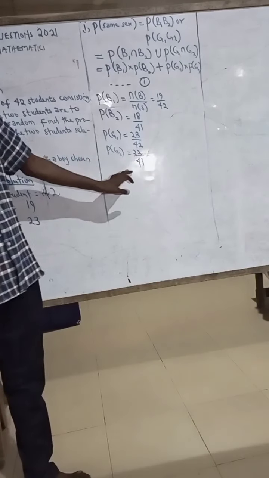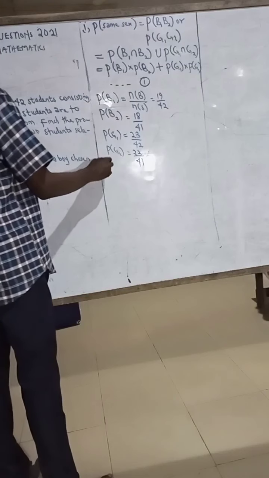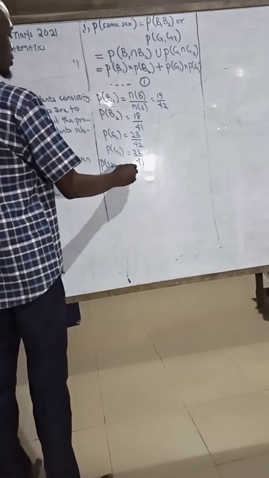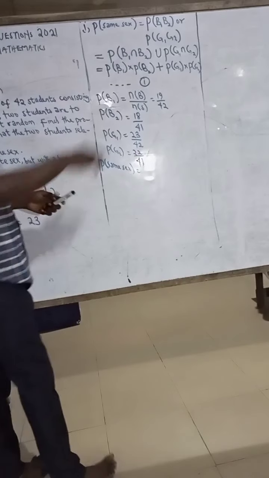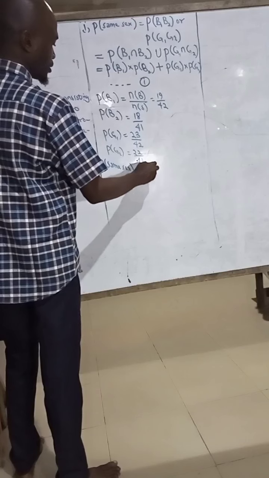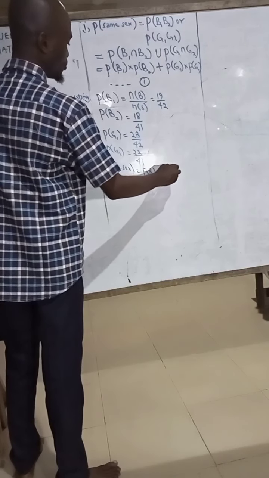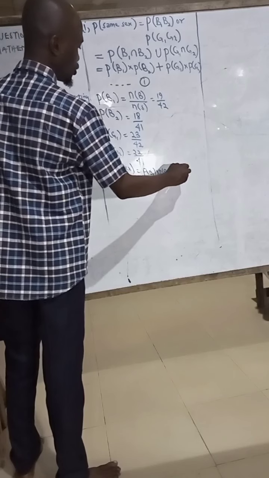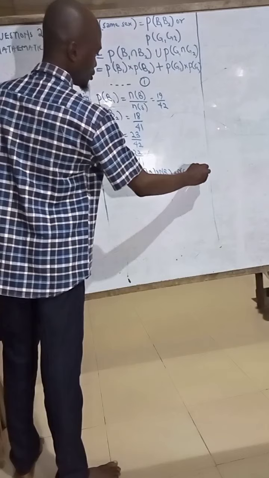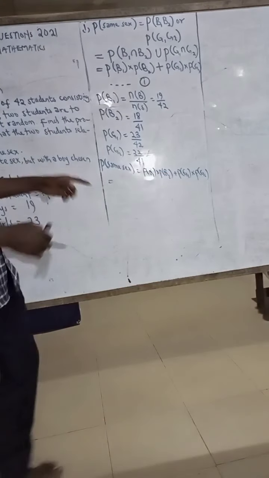Let's substitute all what we have here in our formula. That means probability of same sex will be equal to this formula, PB1 times PB2 plus PG1 times PG2. So we substitute all what we have.